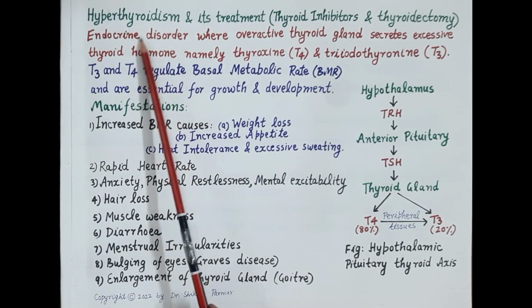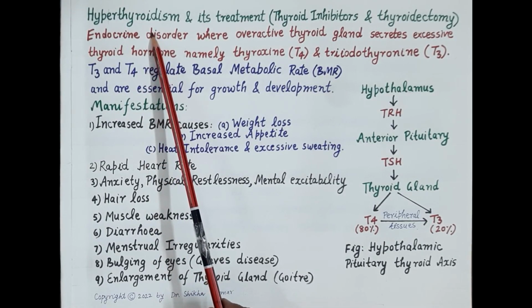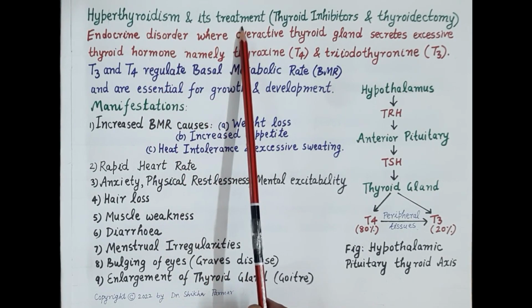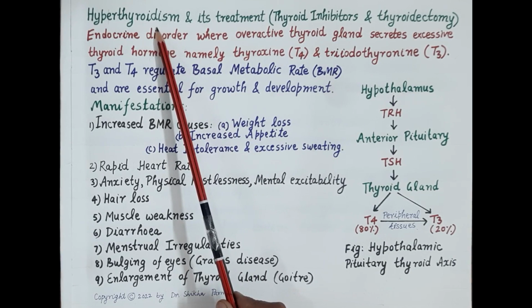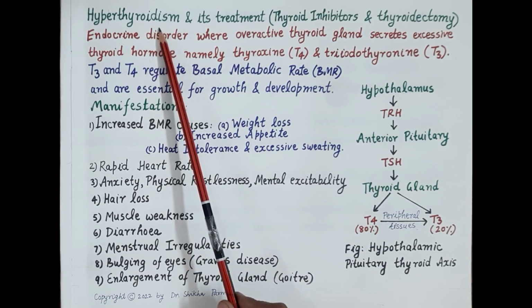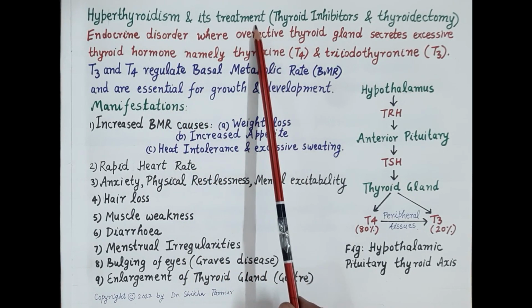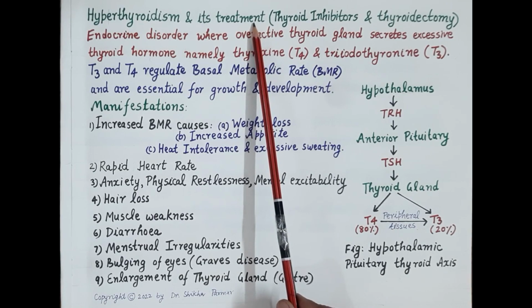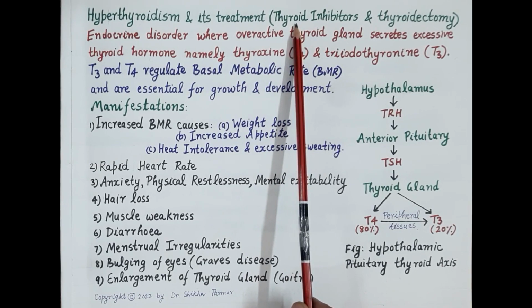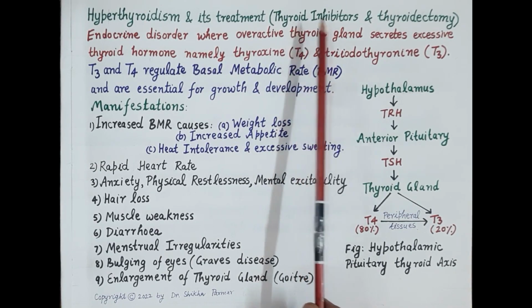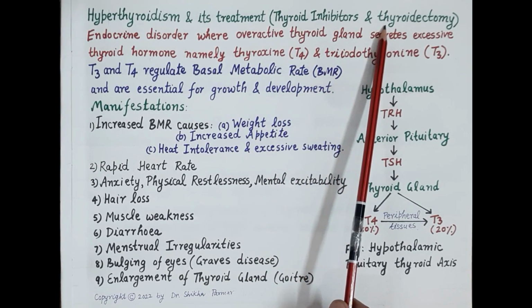Hello students, in today's video we are going to discuss hyperthyroidism and its treatment. In this video we will first understand what is hyperthyroidism, its signs or manifestations and causes of hyperthyroidism. In addition to this we will discuss treatment modalities of hyperthyroidism, namely thyroid inhibitors, then radioactive iodine 131, then thyroidectomy and symptomatic treatment of hyperthyroidism.